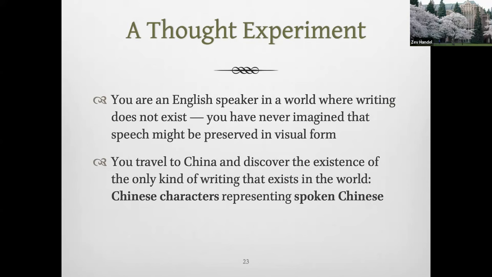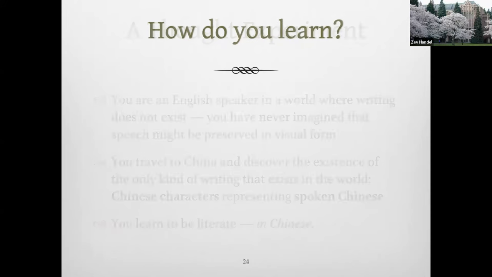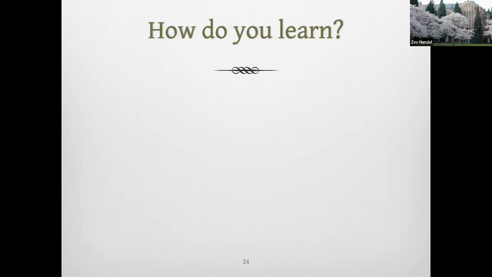But it would not occur to you to try to do that with your language. You would ask the people you see doing this, what does that mean? How is that pronounced? How do you do that? How do you write it? And you would start to learn Chinese. That's how you would become literate, is by learning the Chinese language, learning the spoken language and its written representation. Because that's the only writing you see and the only writing you can talk about.